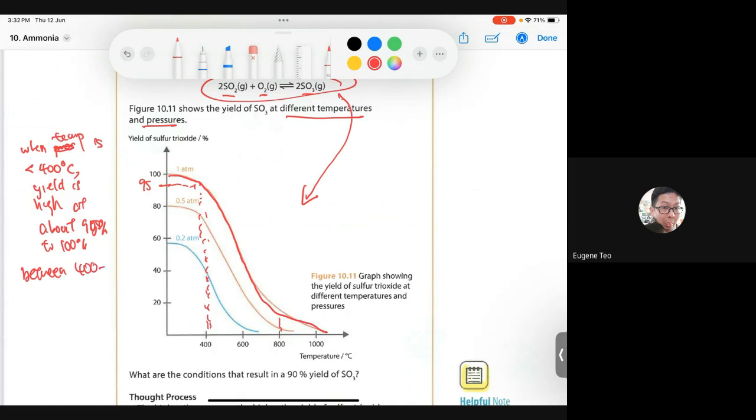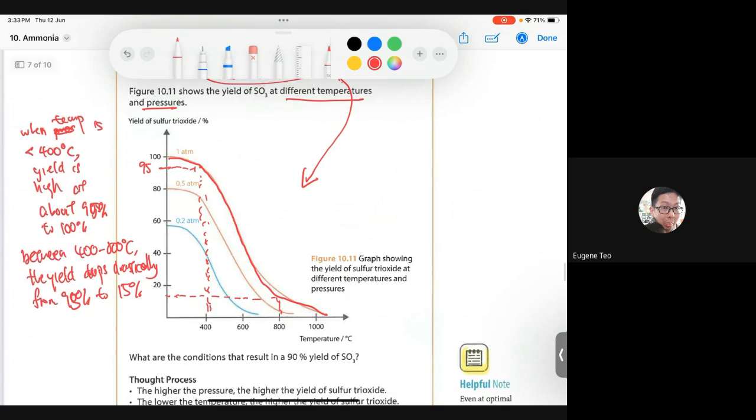Then between 400 to 800 degrees Celsius, the yield drops drastically, or drops sharply, from 95% to maybe about 15%. So you can see the pattern: high yield below 400, and from 400 to 800 there's a very sharp drop in the yield from 95 to 15%.